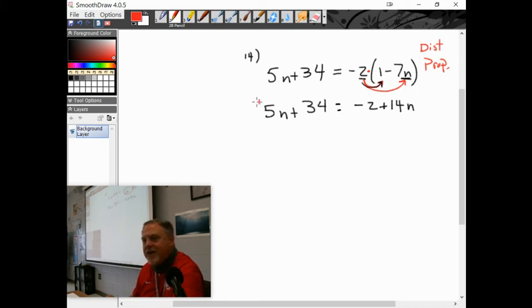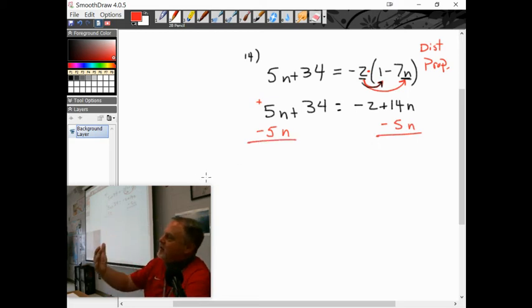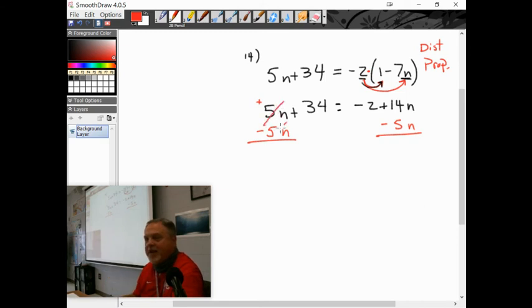Yeah, so now I know to do the opposite. What's the opposite of a plus 5n? Negative 5n. So wherever there's an n on both sides, subtract that 5n, okay? And what's going to happen is we're going to lose it on the left side, and we're going to gain it on the right. We're going to move all our n's to the right side. We're going to combine them. We got to do that if we're going to solve.